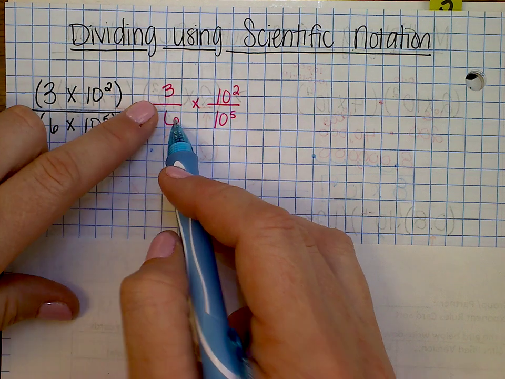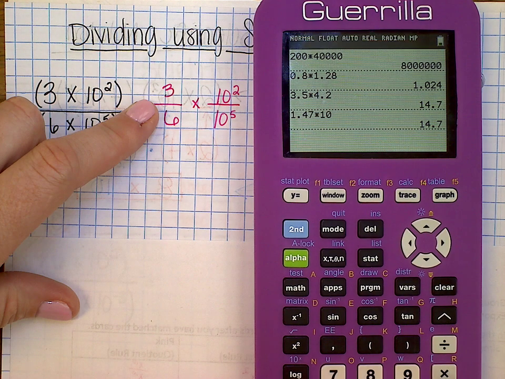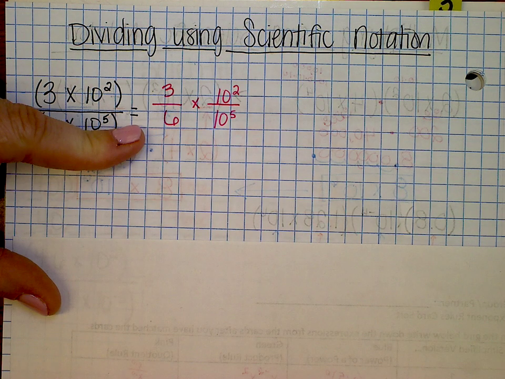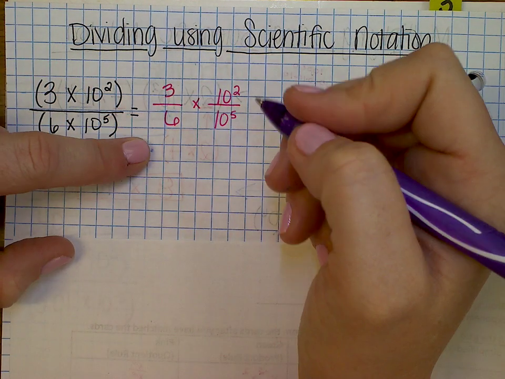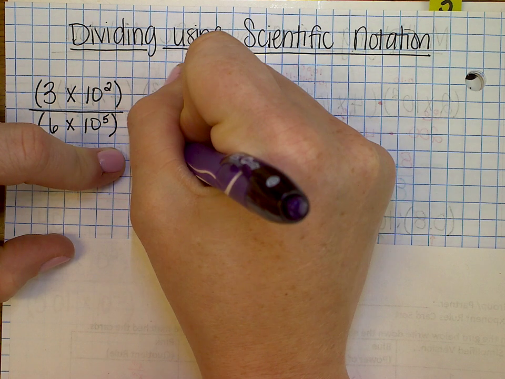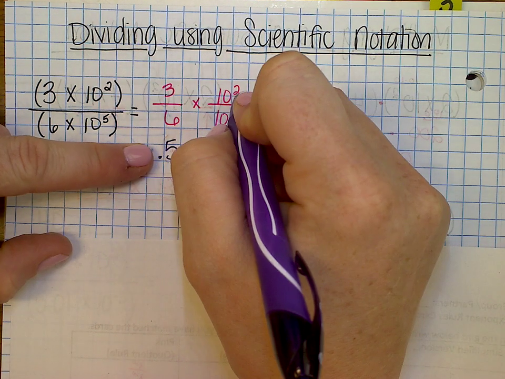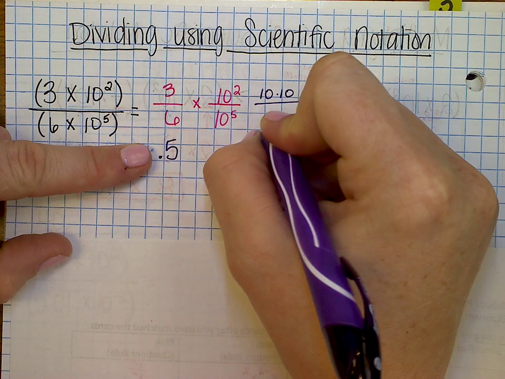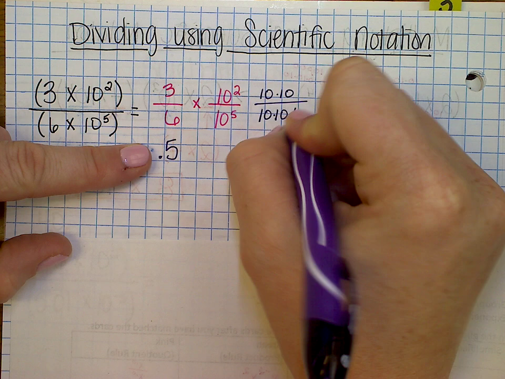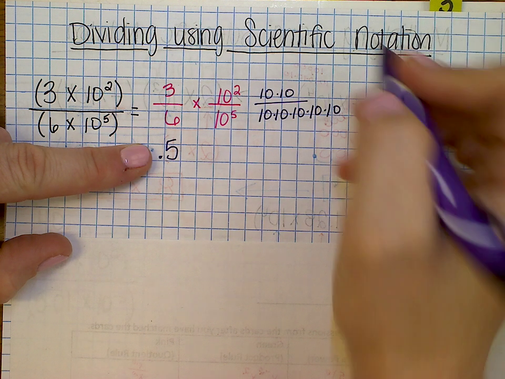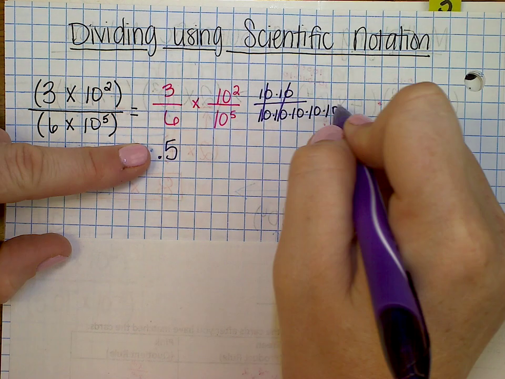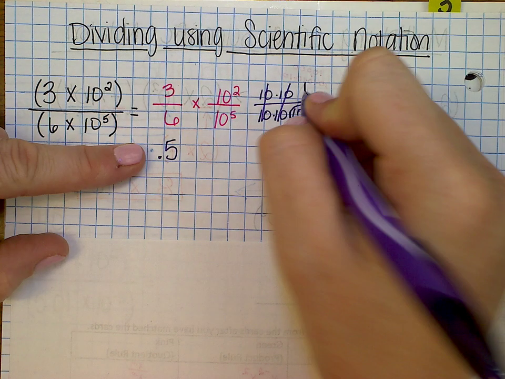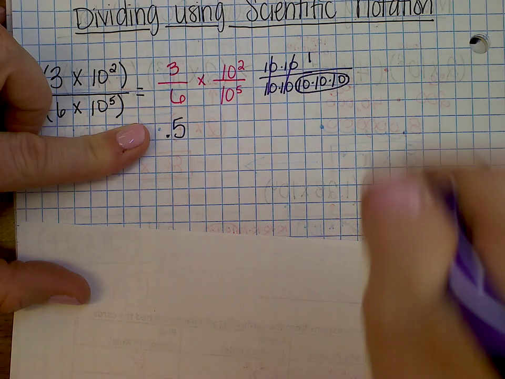So now if you have 3 divided by 6, 3 divided by 6 is 0.5. And then if we think about 10 squared over 10 to the 5th, I could write it as 10 times 10 over 10 times 10 times 10 times 10 times 10, and then 2, 3, 4, 5. And those would cancel. Remember, it would be 1 over 10 cubed.